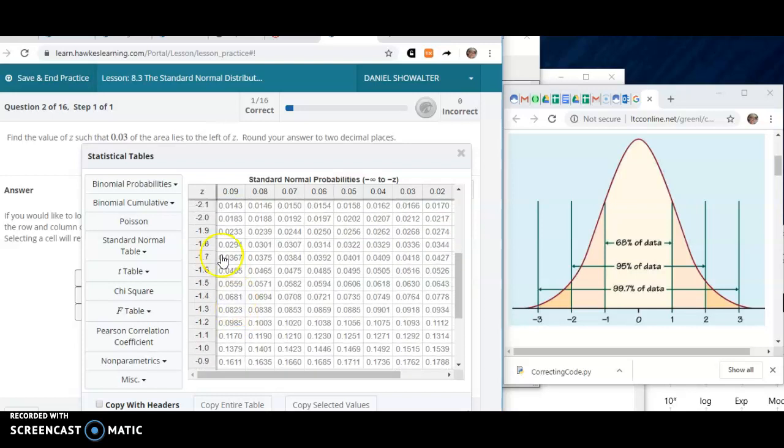-1.25. So we would go down to -1.2 and over here till we get to the 5. So that would tell us that 0.1056 is the portion of the data, or we convert that to a percent, which would be 10.56% of the data would be below a z-score of -1.25. So what's this other deal here where we say area 0 to z?